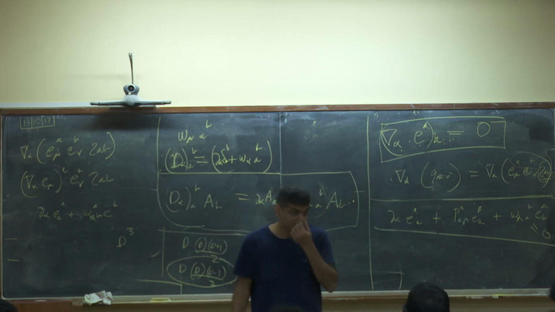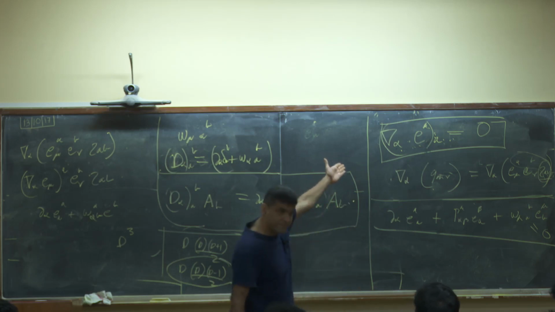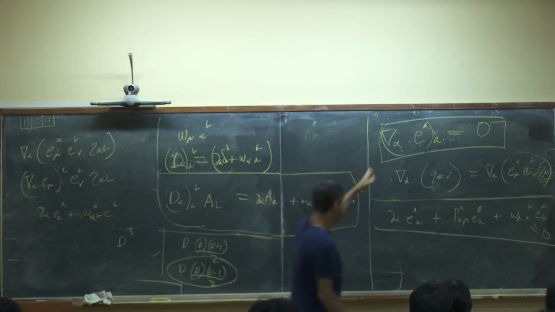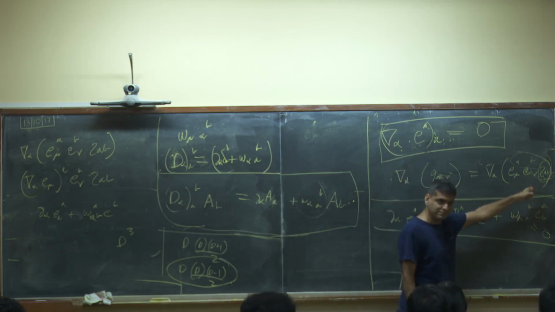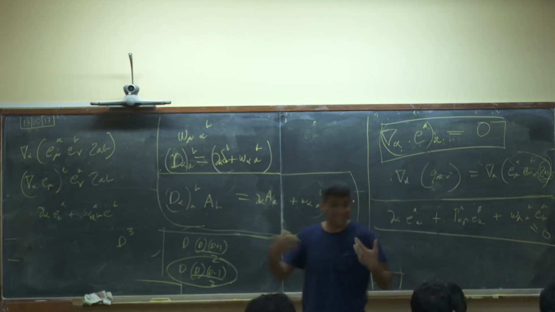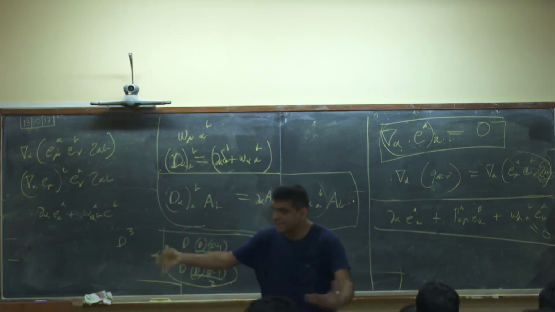So can you define metric compatibility exactly? This equation is metric compatible. This equation, on the spin connections and the Christoffel symbols, tells us that the Christoffel symbols and spin connections are metric compatible.